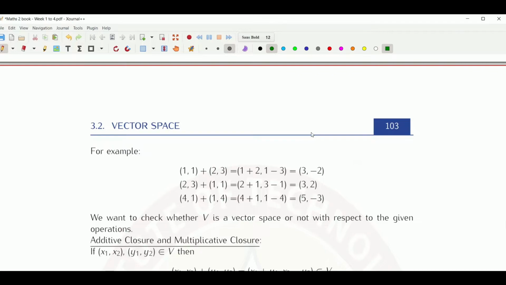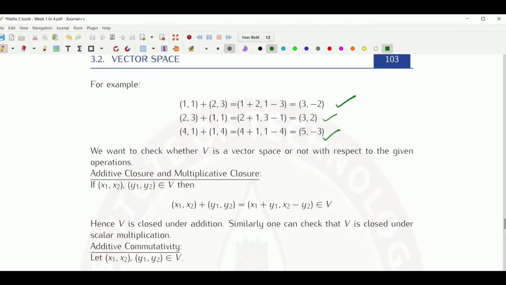Let's see what it will be. If the vector is 1 1 and 2 3, then it will be 1 plus 2 and 1 minus 3. It will be 3 comma minus 2. 2 3 will be 3 comma 2, and 4 1 will be 5 comma minus 3. 4 1 and 1 4. We want to check whether V is a vector space or not with respect to the given operations: additive closure and multiplicative closure.